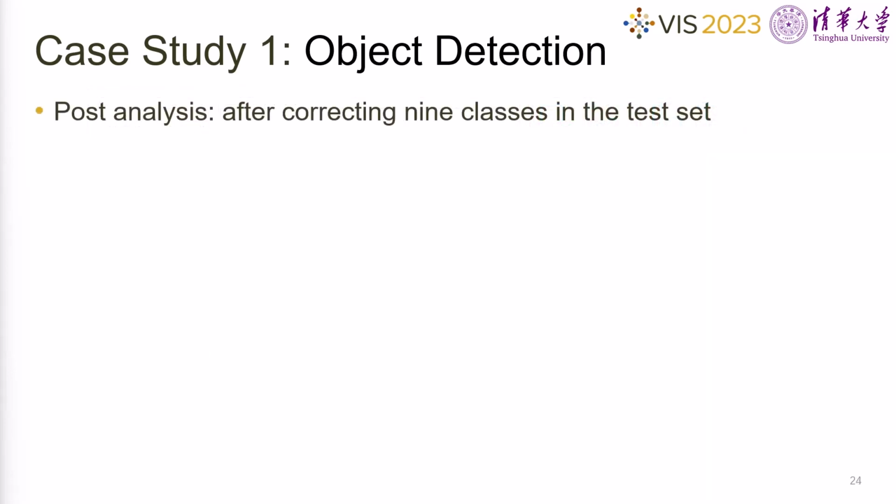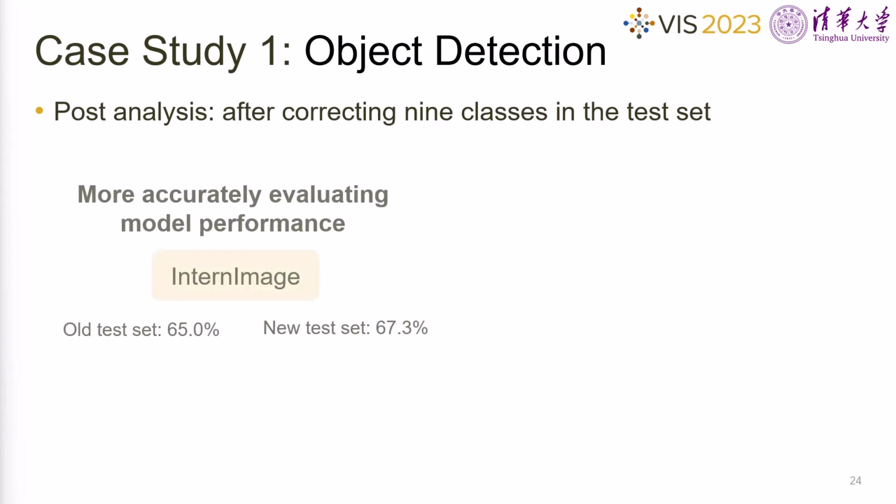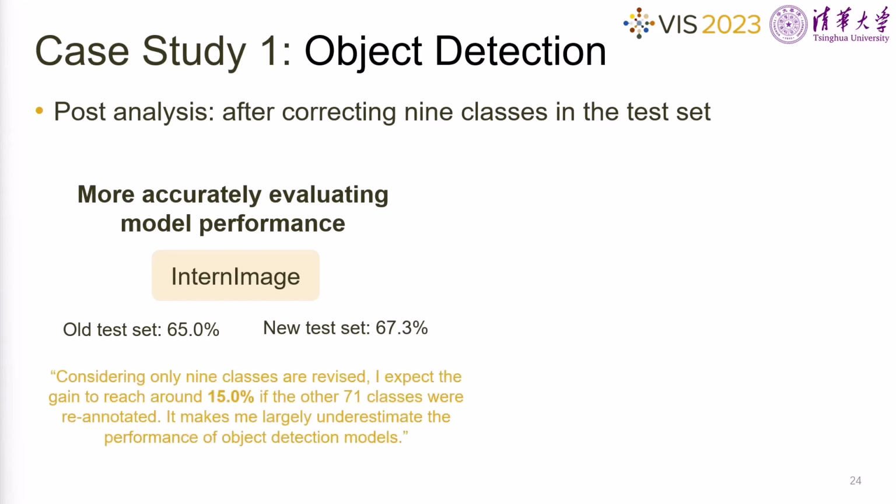The expert conducted a post-analysis on the re-annotated test samples. First, he re-evaluated performance of a large pre-trained SOTA model, InternImage, and got 2.3% of gain in mAP. This showed that the higher performance on large models was not due to overfitting annotation errors. Meanwhile, the expert noted that the current annotations might not be accurate enough for evaluation. He emphasized the importance of re-annotating the remaining 71 classes.